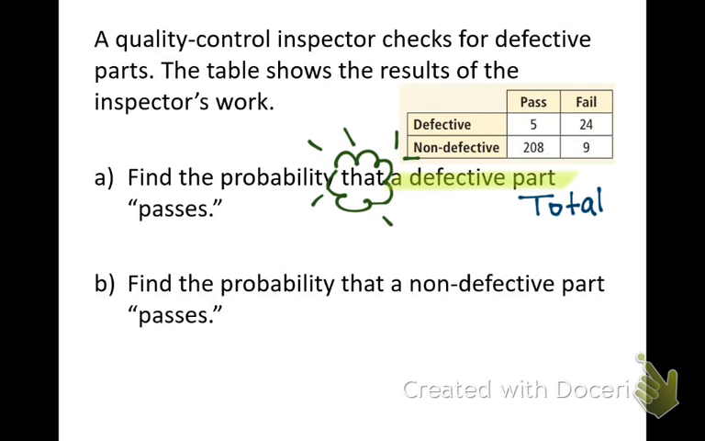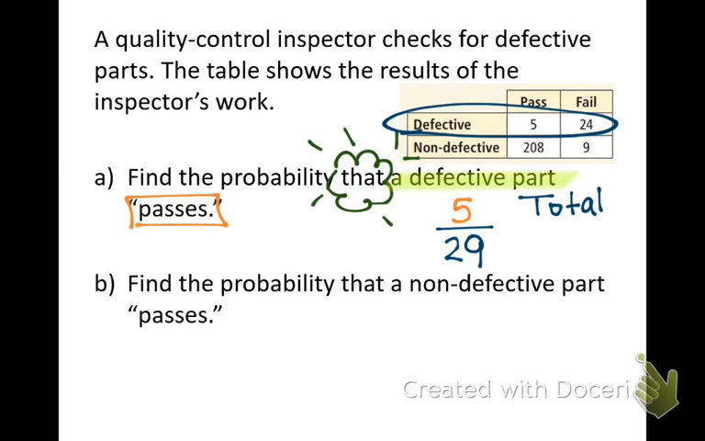So we're looking at the defective parts. Are the defective parts a column or a row? Columns are up and down, rows are left and right. What do you think? That's a row. How many total are defective? 29 are totally defective. How do you find 29? Add them together. It's 29 total that are defective. How many of them were defective and passed? Nope. 5.